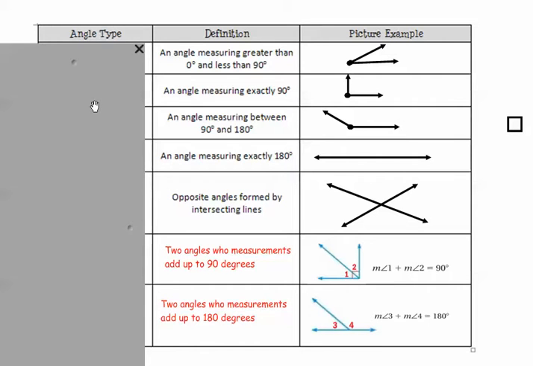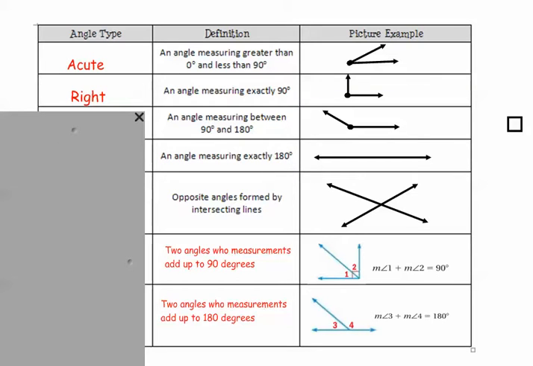All right, let's look at that first one. An angle measuring between 0 and 90 degrees, that is an acute angle. I always call it a cute little angle. It helps me remember it. An angle that measures exactly 90 degrees is a right angle. It looks like an L. An angle that measures between 90 and 180, that's obtuse. That's like an obese angle, it's big.